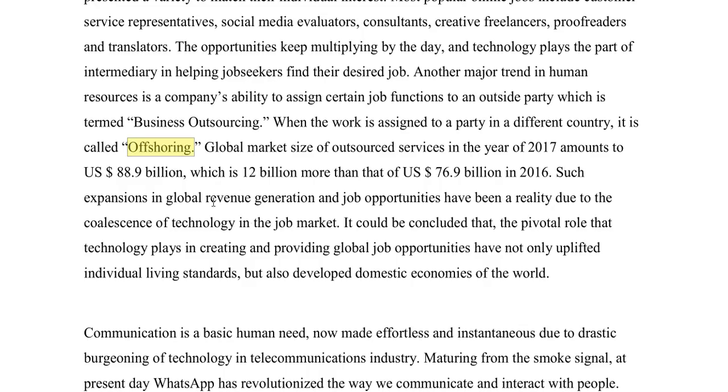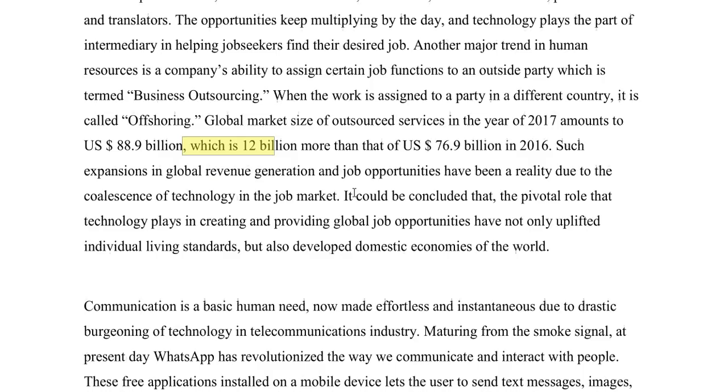Now he could have just included that. Okay, that is a revenue generation from that offshoring process. Okay, right. Okay.